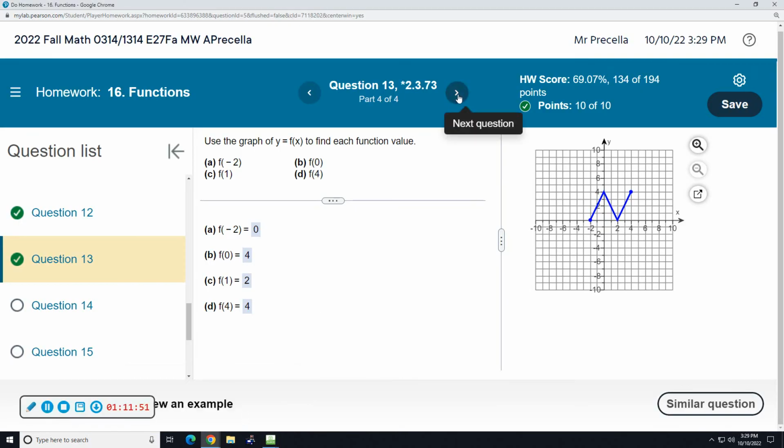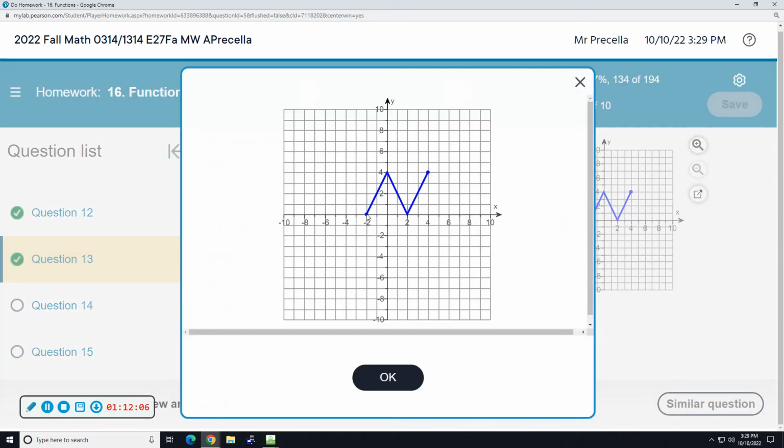When you're looking at a graph, you can determine the domain. It's just whatever numbers on the x-axis are used, okay? Like right here, the domain would be -2 to positive 4. The x values are -2 to positive 4.